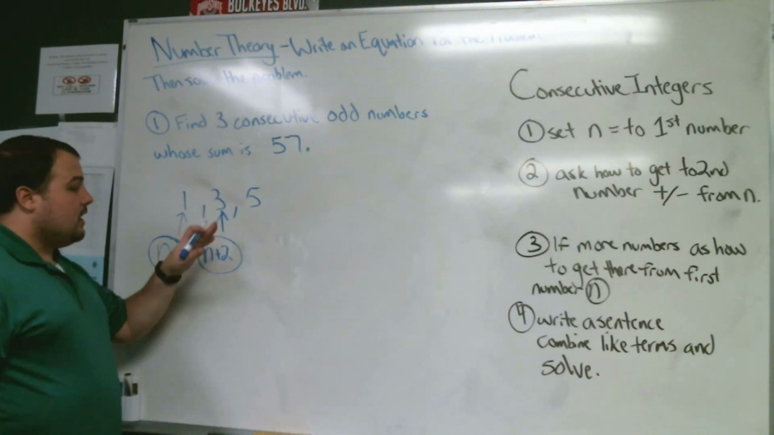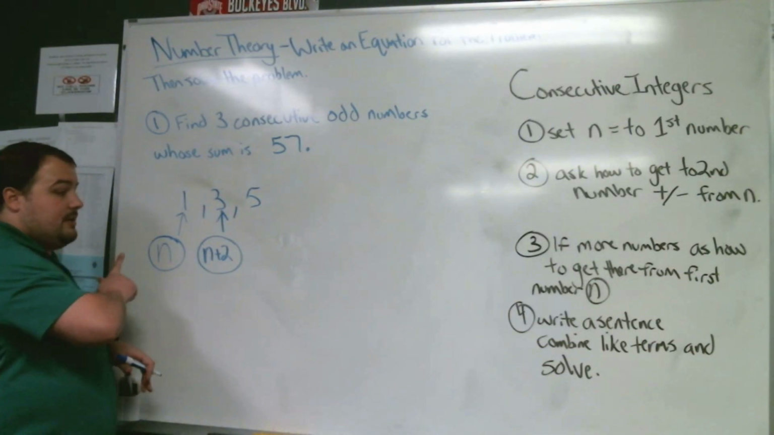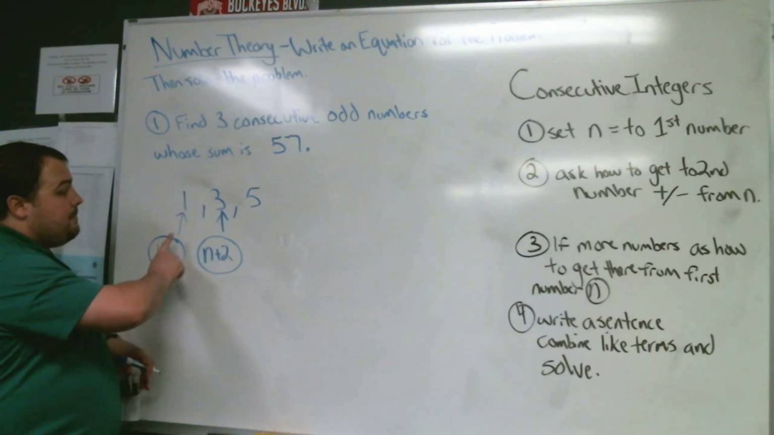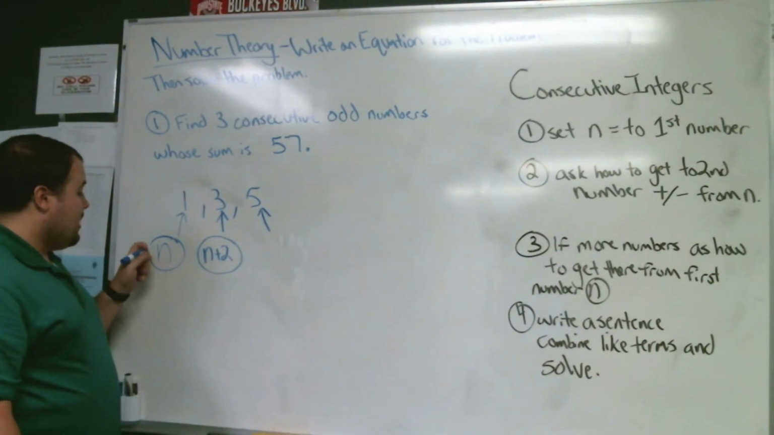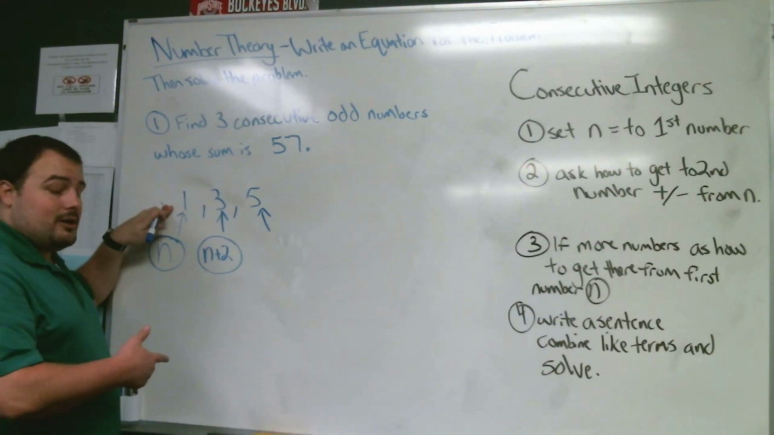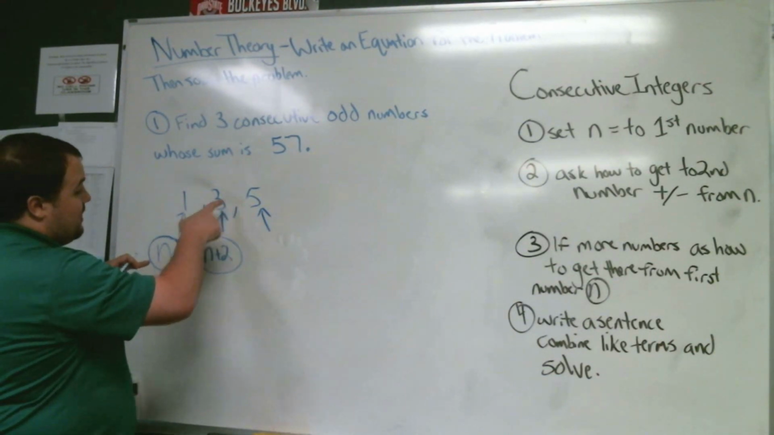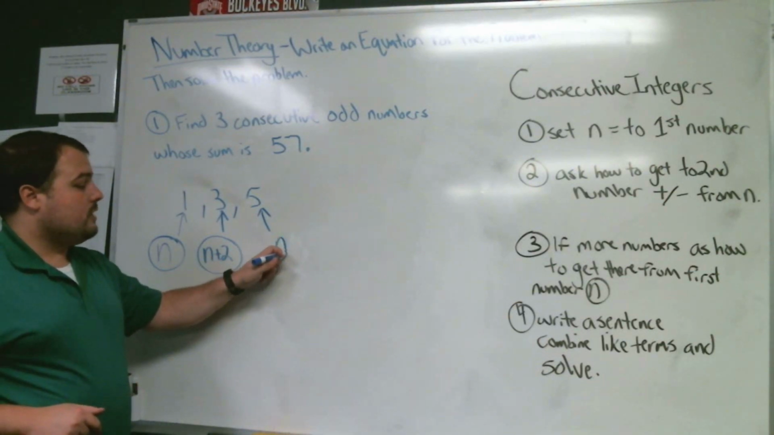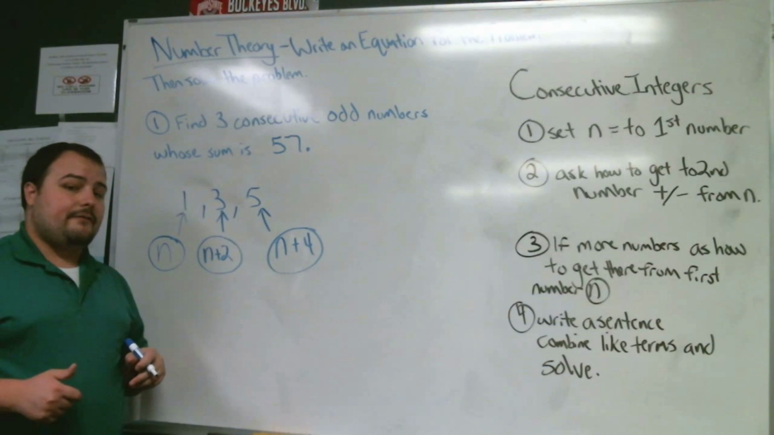Okay. And our third odd number still has to reference the very first odd number. How do I go from the first number to the last number in our pattern? Well, I take that first number, which is 1, in our case it's n, and we add what to 1 to get to 5? Well, we take n and we add 4. We take the first number and we add 4.